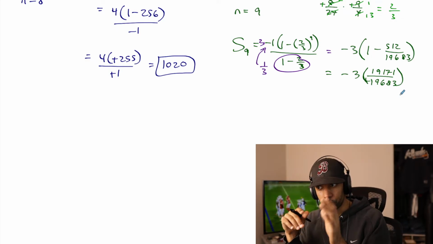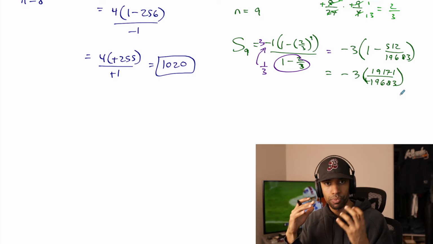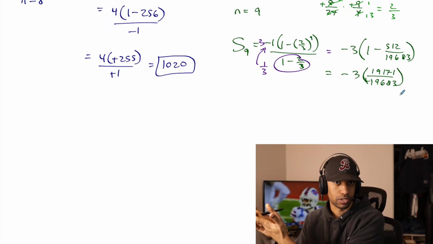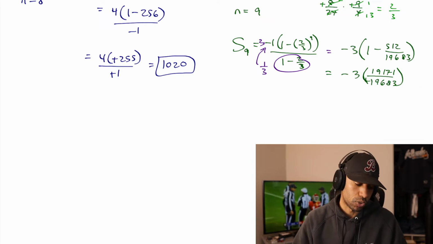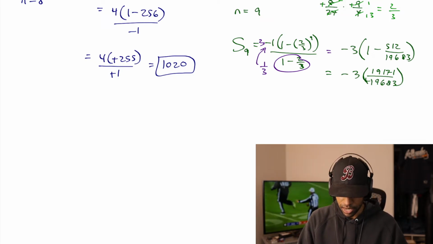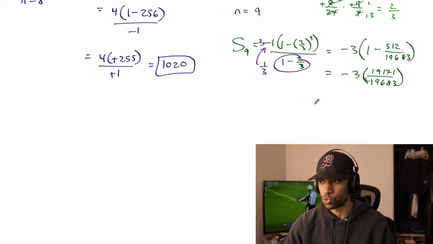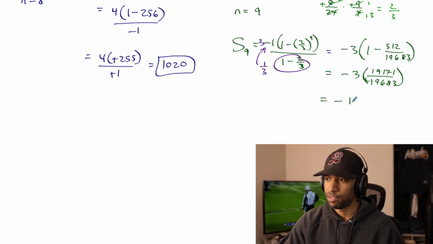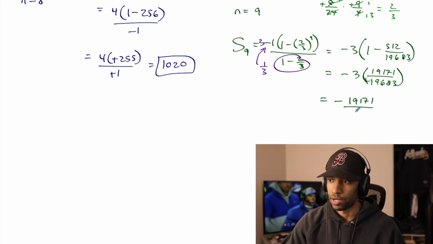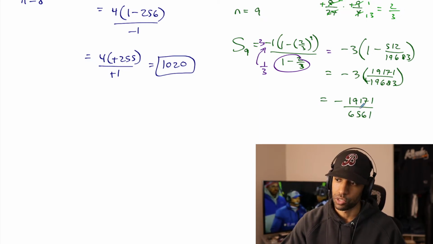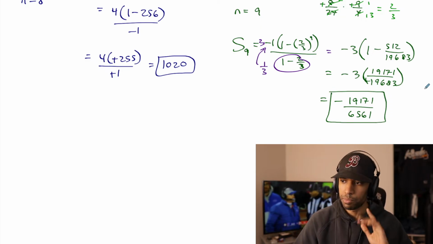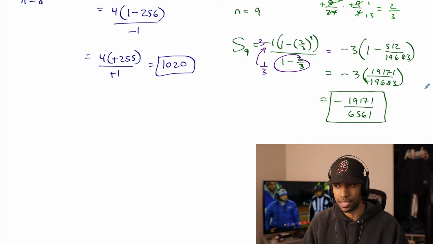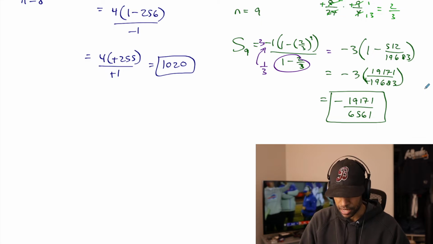3 should be able to reduce with 19683, because 19683 was 3 to a power. It was actually 3 to the 9th power. So 3 over this should give you a denominator that's 3 to the 8th power. 19683 divided by 3 is 6561. So this will give you negative 19171 over 6561. And again, unless I'm mistaking myself, there is no reason to believe that that should be able to reduce any further.